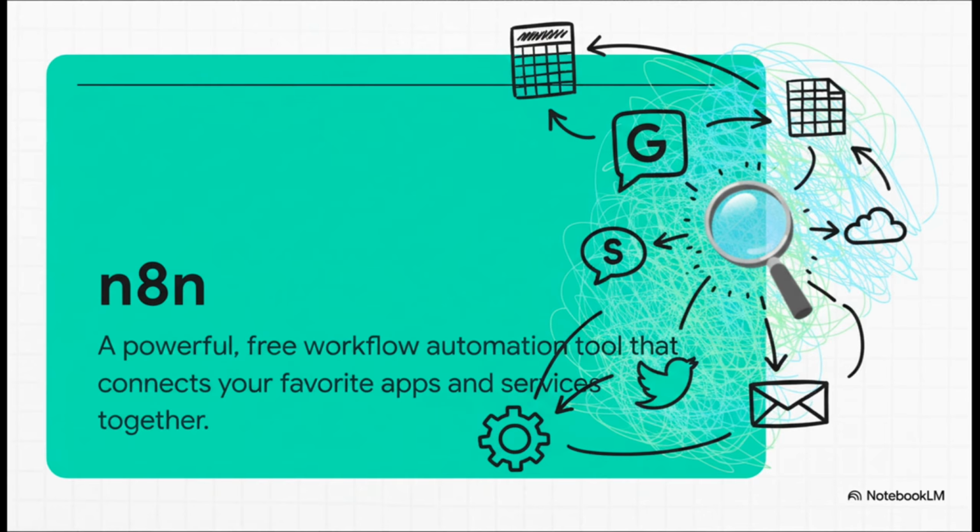It's this super powerful tool that works like a translator between all the apps you use every single day. We're talking Google Sheets, Slack, Twitter, your email, you name it. N8N is the brain that gets them all talking and working together like a well-oiled machine.